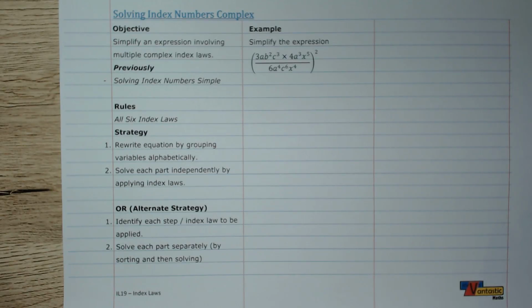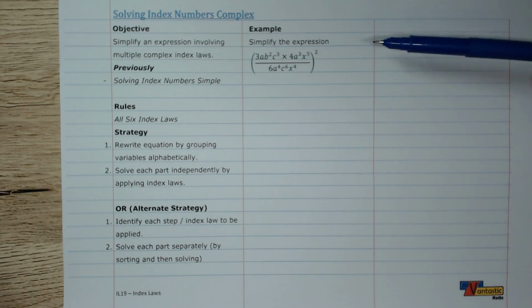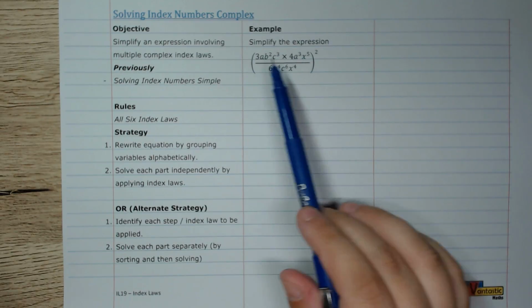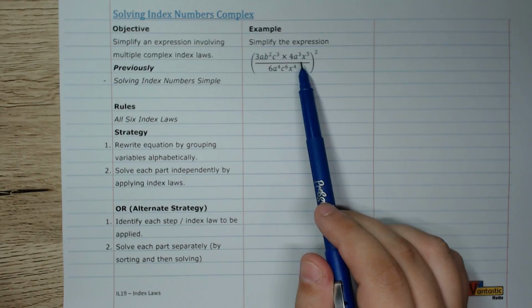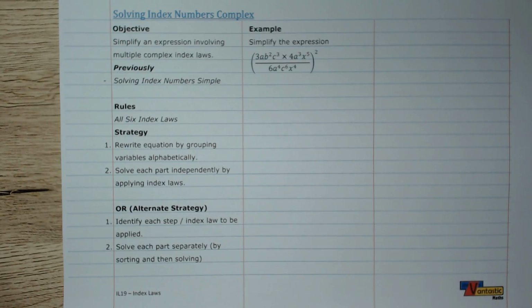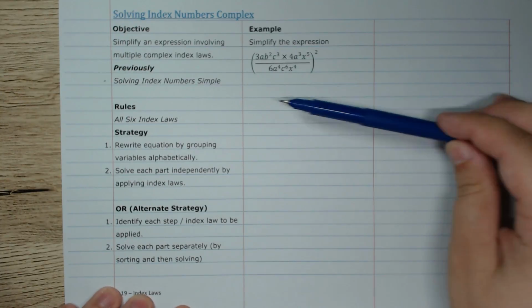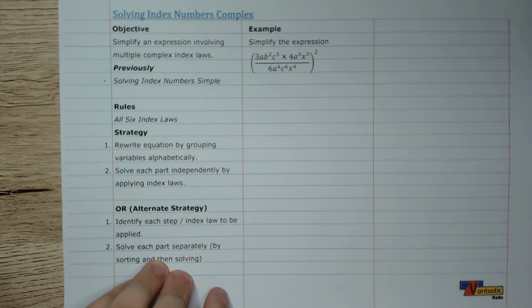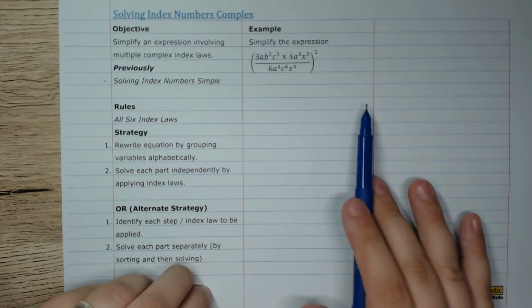Hi, this is Mr. V, and would you look at this monster of an expression I've got. It's very complex, it's got lots of different index laws involved, and we're going to try and solve that one. So we're going to try and simplify an expression that involves multiple complex applications of the index laws. Alright, where do we start when we have a big monster such as this one?